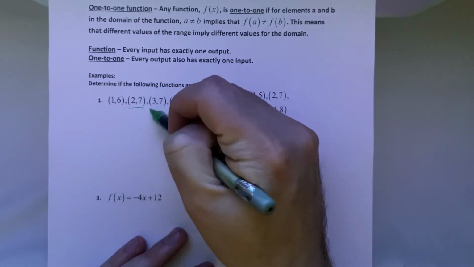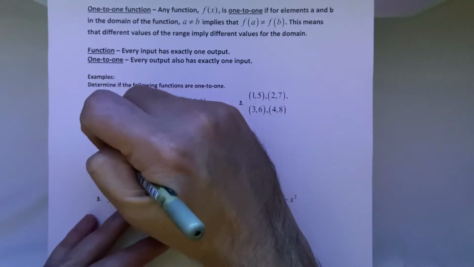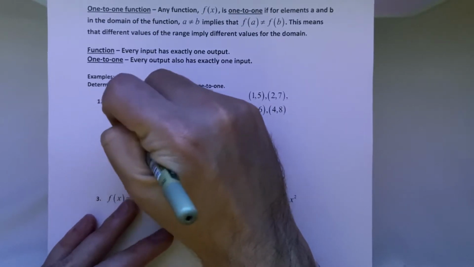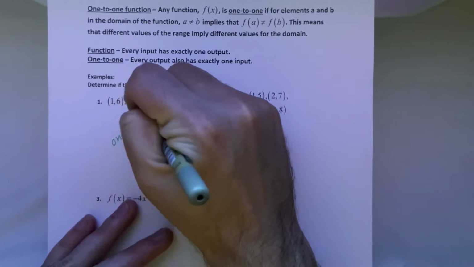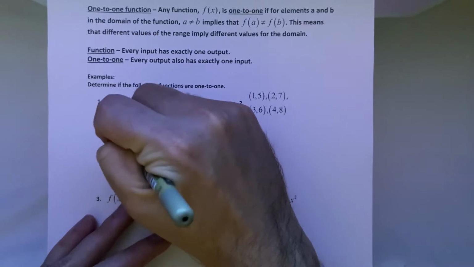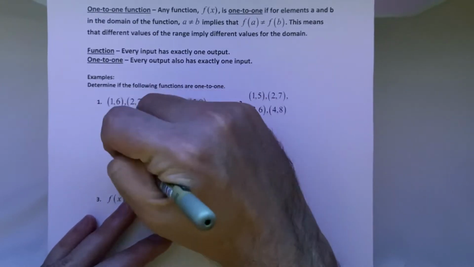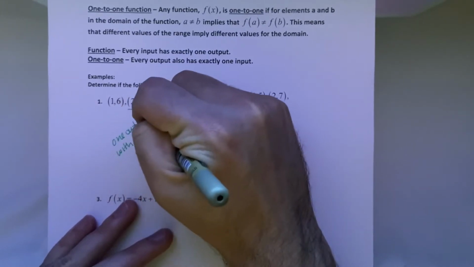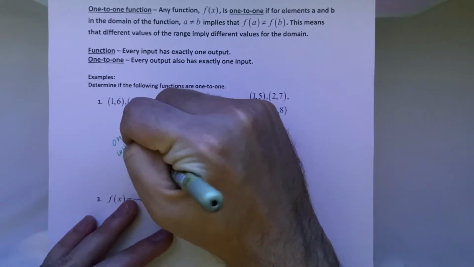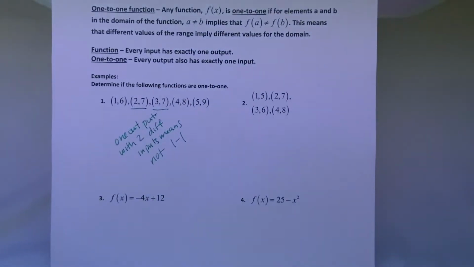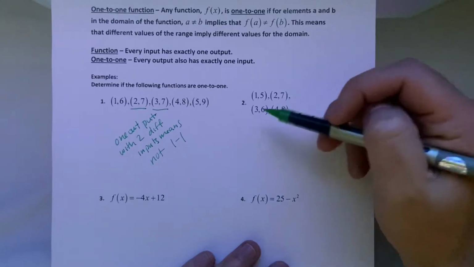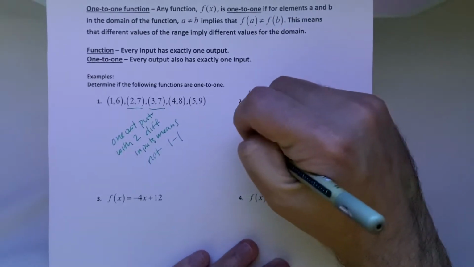So because we see a (2,7) and a (3,7), one output with two inputs, two different inputs means not one-to-one. However, if we look at this one, this is one-to-one.